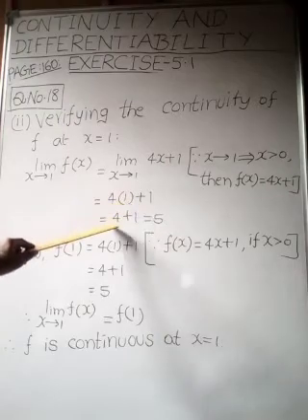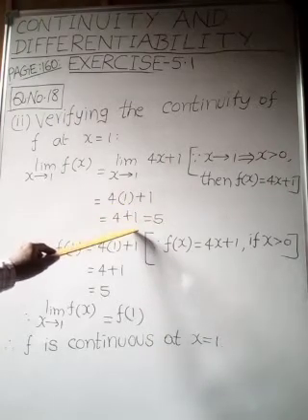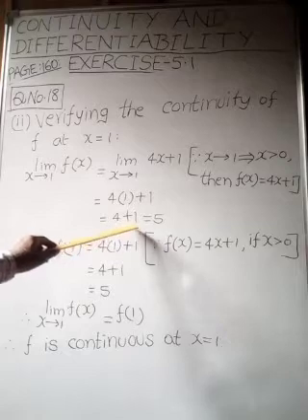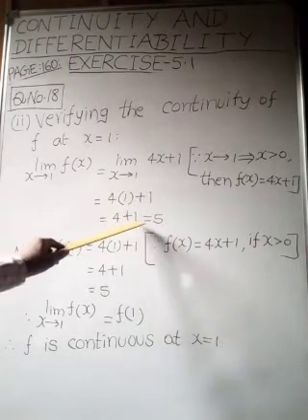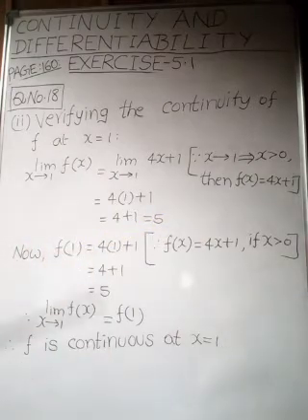What will you get here? 4 plus second term 1 as it is. I wrote here. Understood this step, my dear children? Right. 4 plus 1. What will you get here? 5. This is the limit of the function f at x is equal to 1.